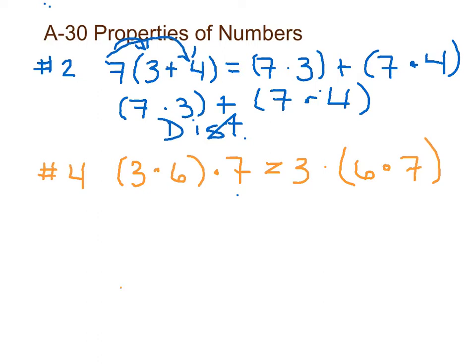Well, what did happen is my parentheses changed where they're located. So when my parentheses move, I say that it's the associative property. To associate means to hang out with. So the people who are in the parentheses house are different. This time here, I have 3 and 6 in the parentheses.